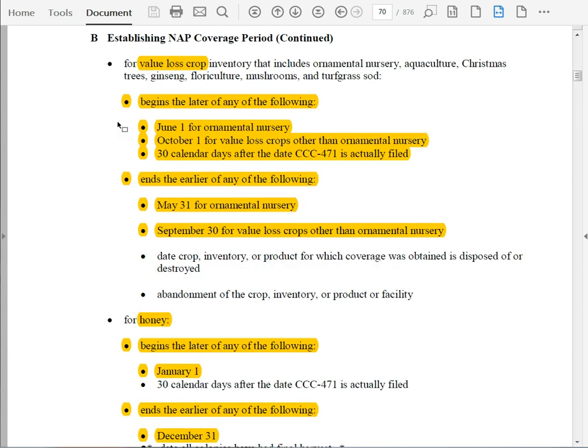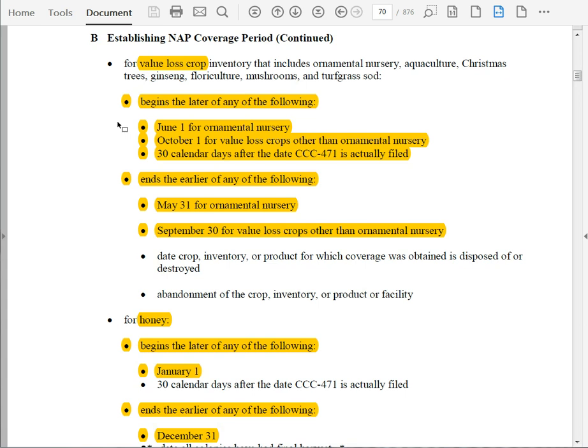Value loss crops, again, are going to be treated a little bit differently. We haven't really covered value loss crops yet, but the short definition is a crop which does not lend itself easily to yield measurements in terms of production would be considered a value loss crop. Crops like Christmas trees or oysters, where it's either a good viable plant or mollusk, or it's not. In those cases, the crop is considered inventory or a value loss crop.